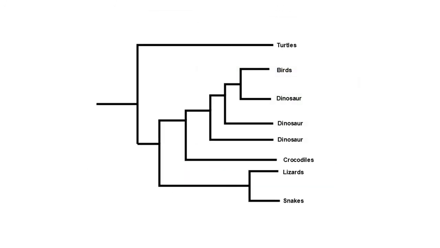Let's have a look at another example. So these are all familiar names. There are three separate dinosaur taxa that break off here, and you can probably already see the problem. I'll give you a minute to look at this.